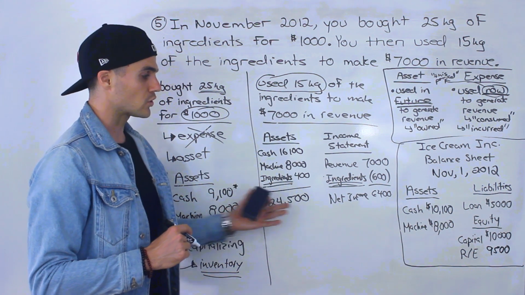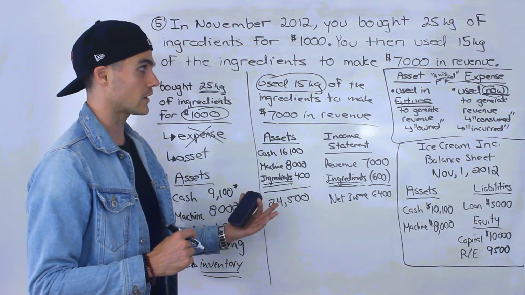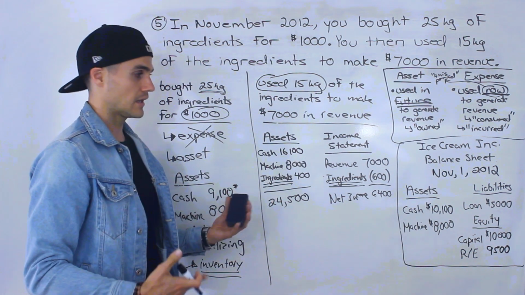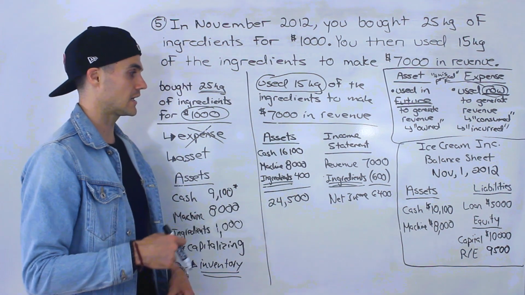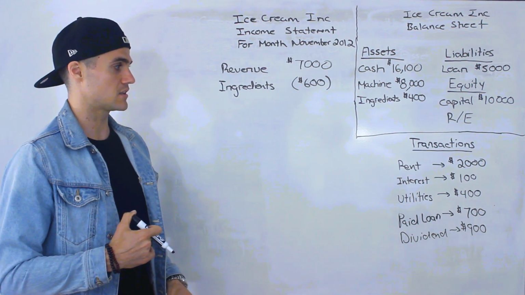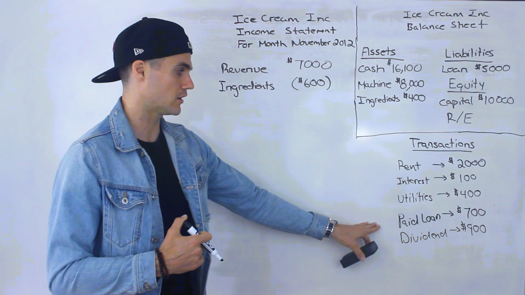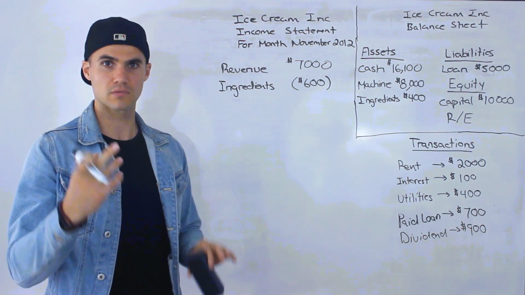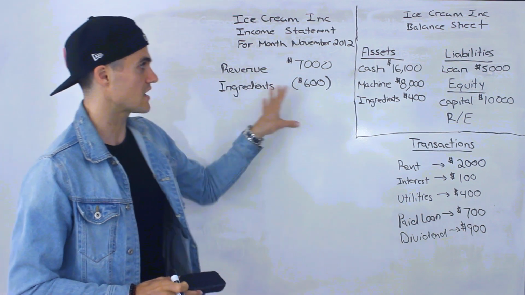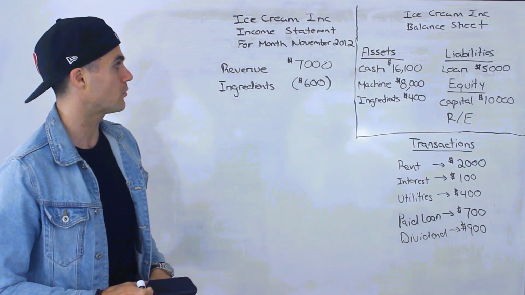So just a real world example of knowing when we capitalize something and when we expense something. It is really important in accounting. Now moving on to the rest of the transactions in the scenario, I wrote them out over here. Notice that they're not in paragraph form like they were initially presented. I put them in point form just to save some room on the whiteboard.